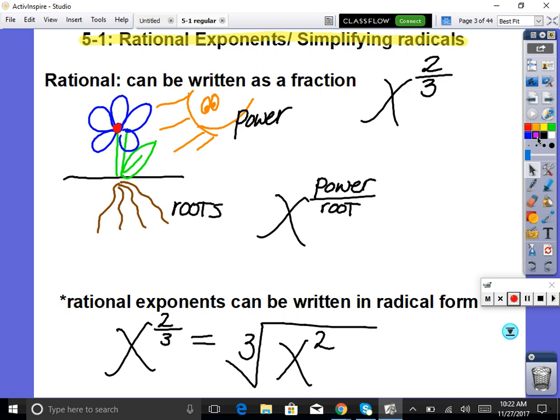So we are going to talk about rational exponents, which we've already seen this year. A rational exponent would be a fractional exponent. So here is the rule. Fun fact for you: rational exponents, which means fractional exponents, can be rewritten as radicals, and radicals can be written as rational exponents. They're equal.